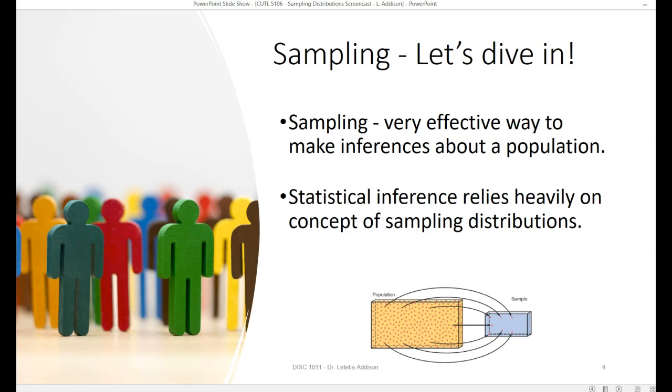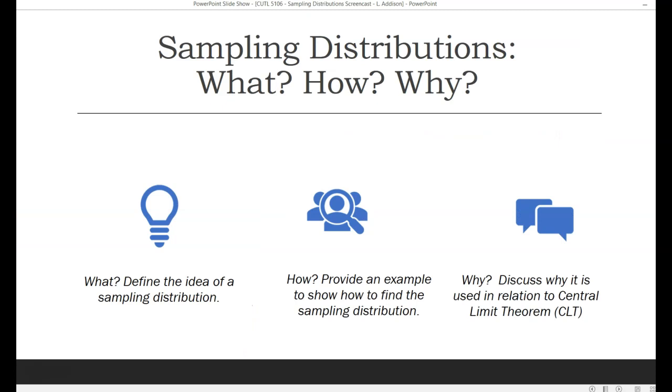So let's dive into sampling. We recall from our previous lecture that sampling itself is a very effective way to make inferences about a population. Statistical inference relies heavily on the concept of sampling distributions. So therefore, we would like to explore in today's lecture the what, how, and why of sampling distributions. We would look at defining the idea of the sampling distribution, use an example to showcase how to find the sampling distribution, and then discuss why it is used in relation to the central limit theorem.